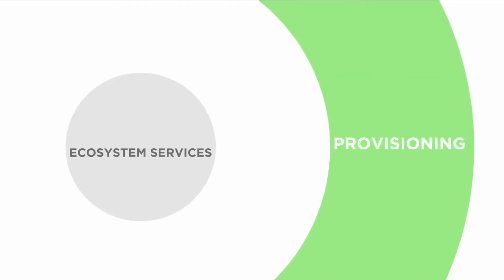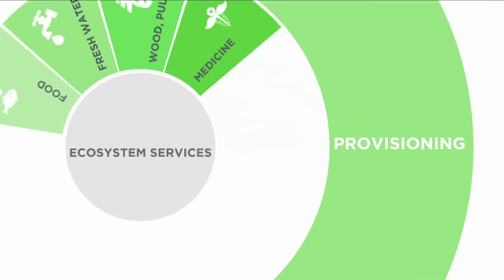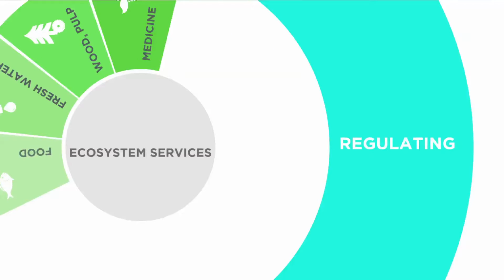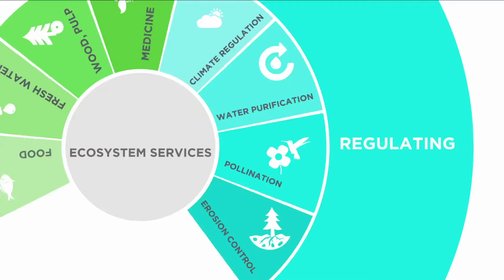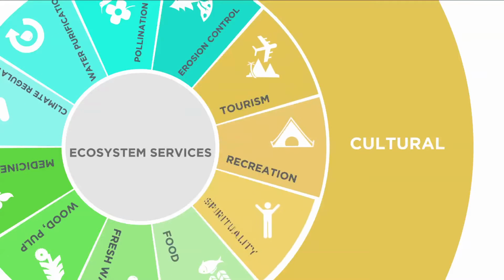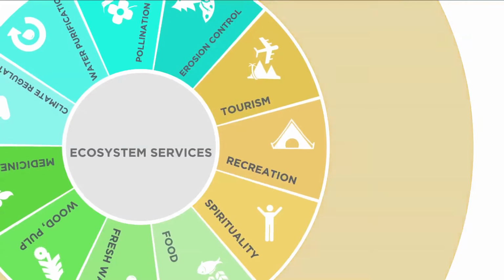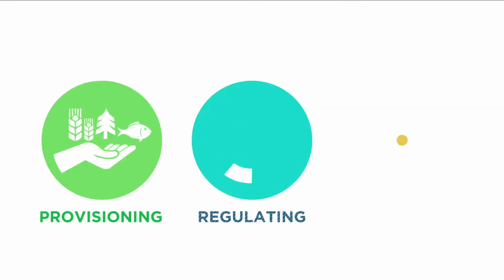The benefits people obtain from ecosystems are called ecosystem services. These could be provisioning services like food, water, and timber, or regulating services like natural protection against floods and degradation. These ecosystems also provide cultural services like recreational and spiritual benefits.